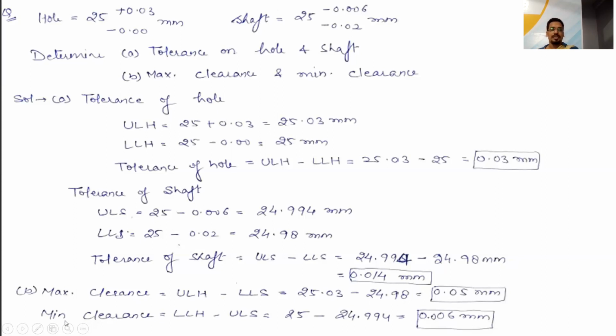And minimum clearance, that is your allowance, that is lower limit of hole minus upper limit of shaft, is equal to 25, that is the lower limit of hole, minus 24.994, that is the upper limit of shaft, that will be 0.006 mm. So minimum clearance is 0.006 mm. So this is how we will calculate maximum clearance and minimum clearance.